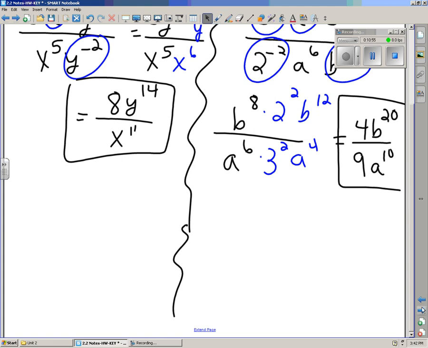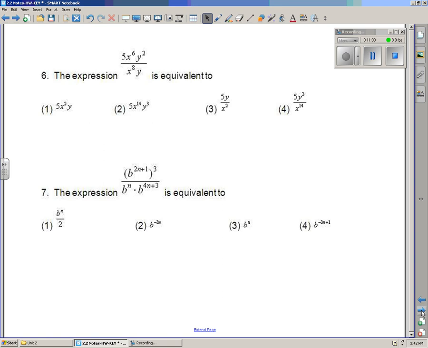The last two are multiple choice. This one, what's it equivalent to? And again, you ask yourself the question. There are more x's in the bottom by 2. So I need to have x in the bottom by 2. Not there, not there, not there. Well, there we go. And let's see if that makes sense. 5 divided by nothing, or 5 divided by 1, I should say, is 5. More x's on the bottom by 2, more y's on top by 1, and that's exactly what we wanted.